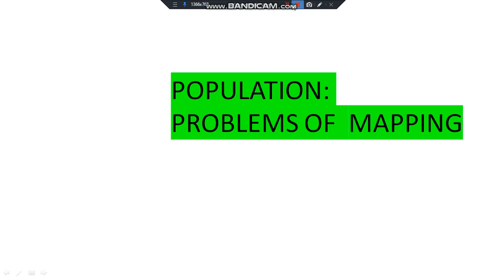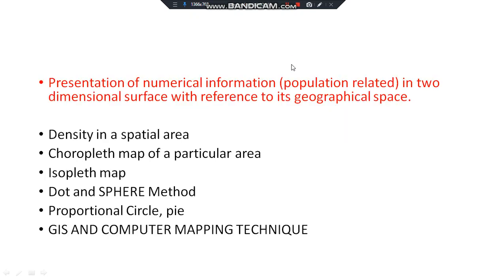Now the topic is population problems of mapping. Population mapping is the presentation of numerical information related to the population on a two-dimensional surface with reference to its geographical space. Okay, here three things are very clear. First, presentation of numerical information. Second, presentation on a two-dimensional surface, rather, a plain paper. And third is the plotting in reference to the geographical space.